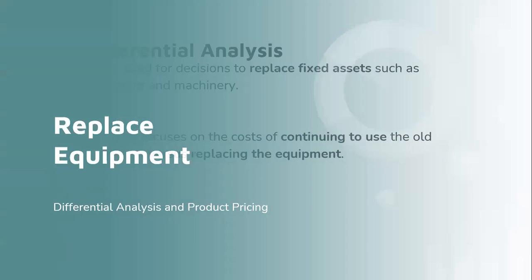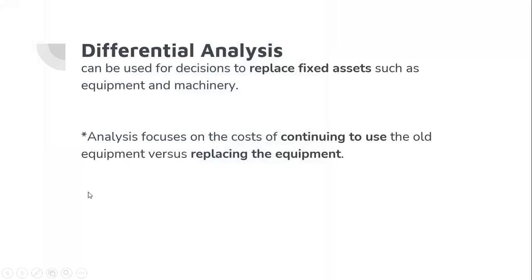The usefulness of a fixed asset, such as machinery and equipment, may decrease before it is worn out. So these may no longer be as efficient as a new one. Differential analysis can be used for decisions, whether to continue using versus replacing it with a new one.